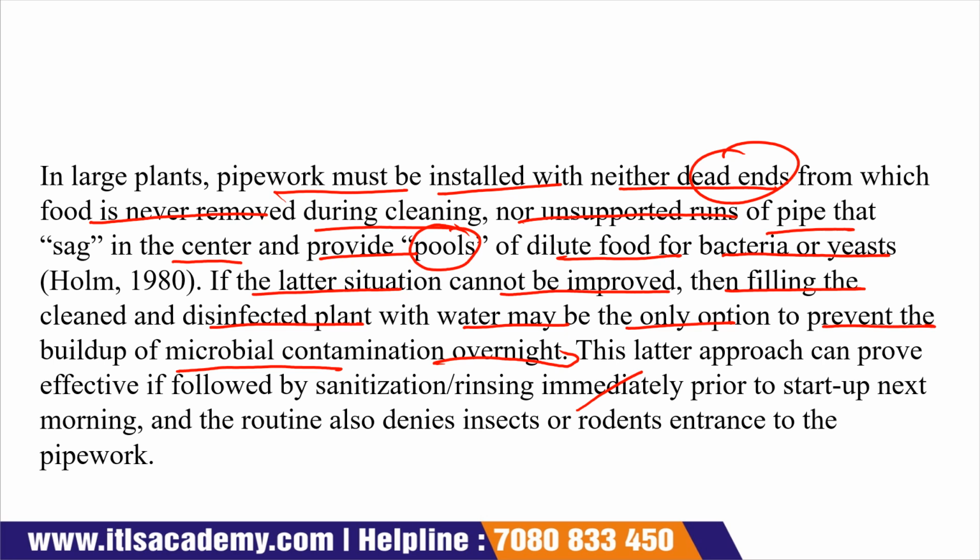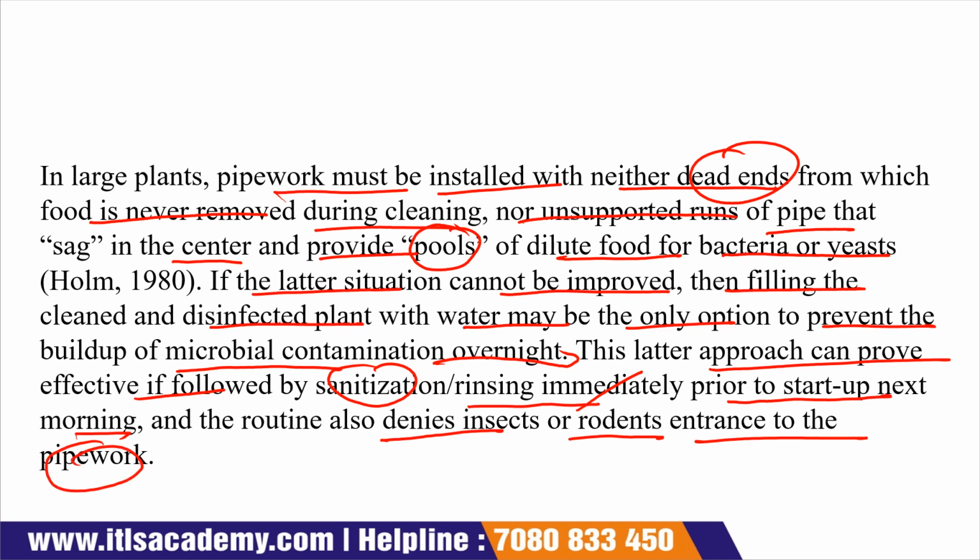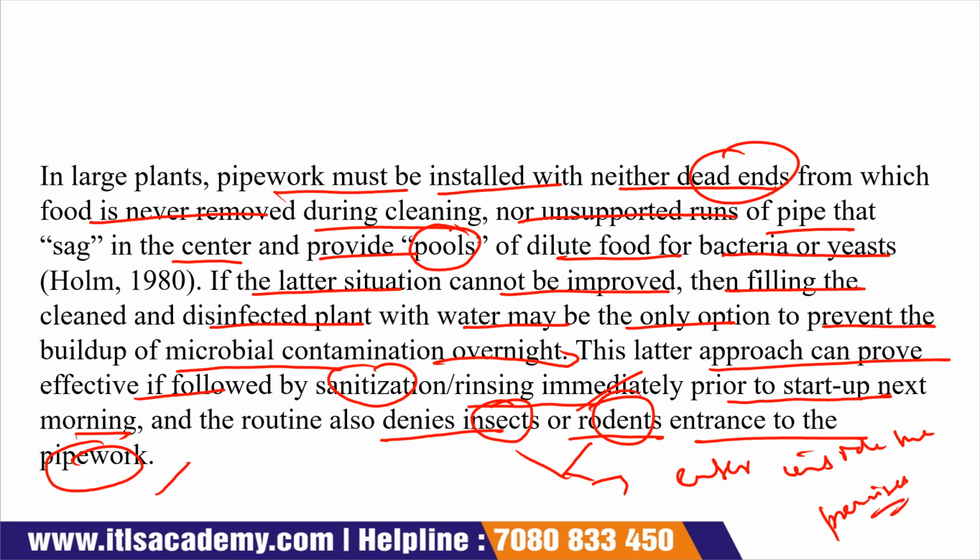The latter approach can prove effective if followed by sanitization and rinsing immediately prior to startup the next morning. Before startup, we have to sanitize and rinse the whole plant so that microbial contamination will be avoided. Routines must also deny insect or rodent entrance to the pipe work, because entry into the premises or the pipe work will also lead to contamination.